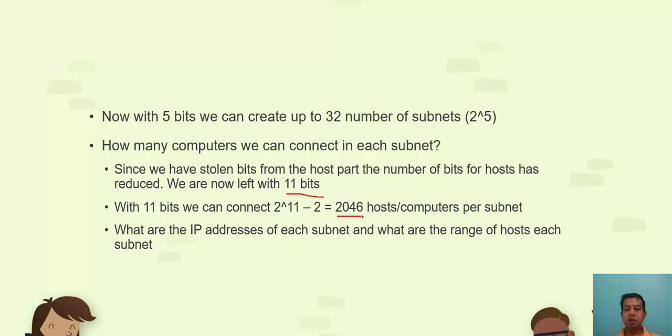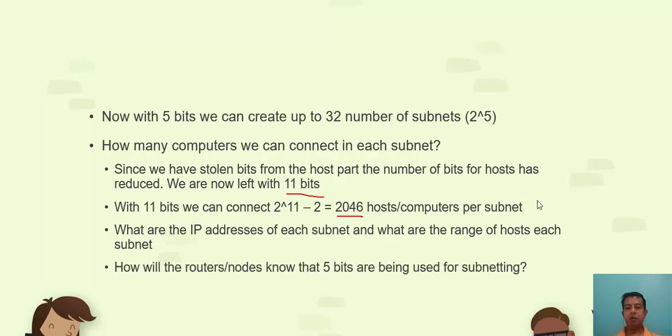Now the question changes. Now the question is what are the IP addresses of each of the subnets, because each subnet would have a different IP address. And then what are the IP addresses, or what is the range of hosts, for each of these subnets. And the other important question is how will the routers or the nodes know that 5 bits will be used for subnetting?